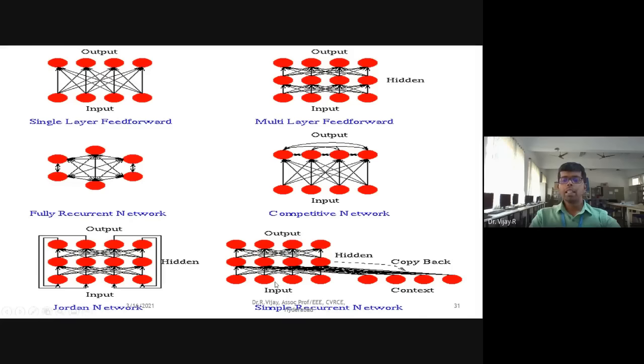And if you see a simple recurrent network, after going to the hidden layer, again that information is transferred to some context layer, context unit. Again, it is copied back to the hidden layer, and again it is given to the output. I already said, based on the application, you have to choose your own network, and you program for whatever you want. You can easily program. Without that, your AI is not possible.